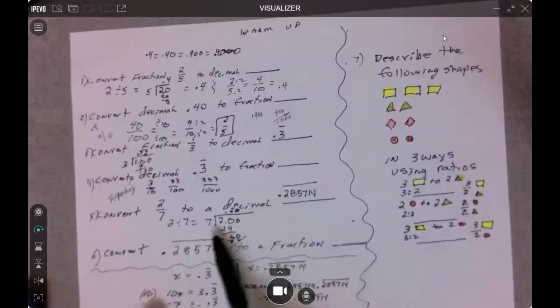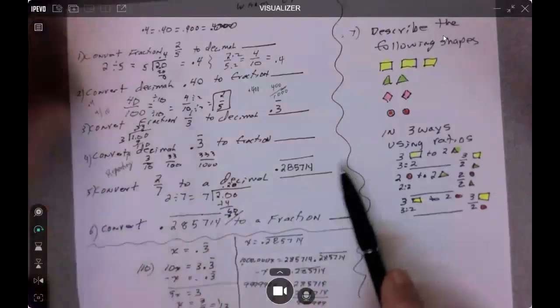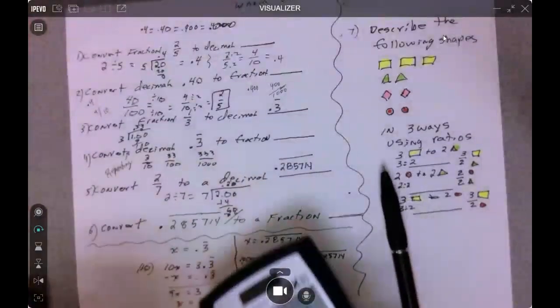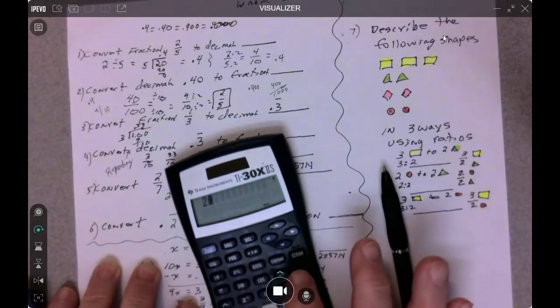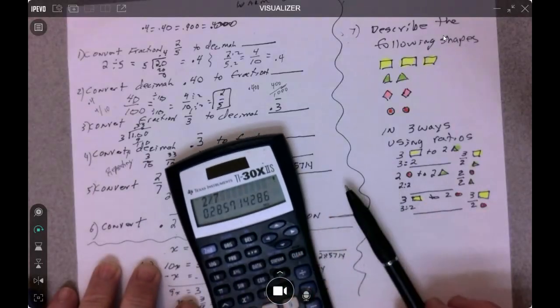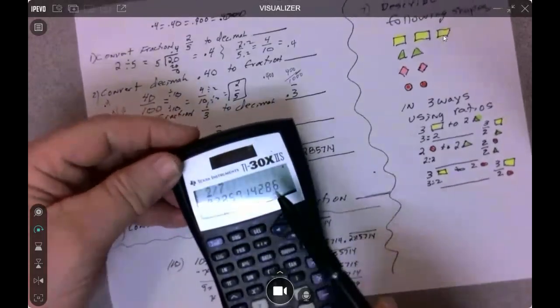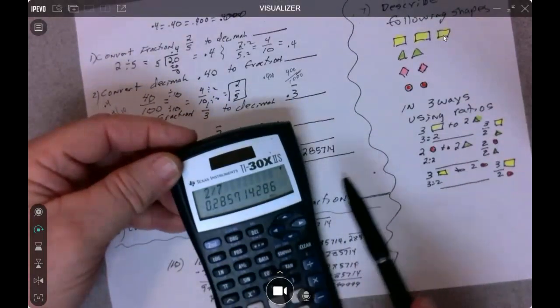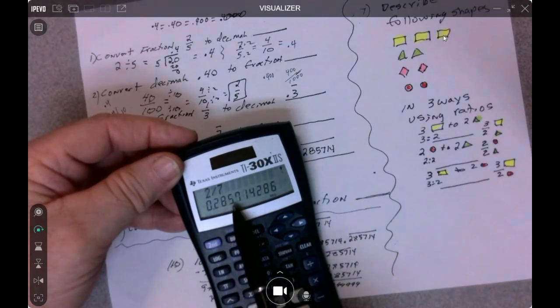Now, here's one that's more complicated, and we actually did this one in class. So the fraction 2/7, if you divide 2 divided by 7, let's see what you get. You get this pattern. Now, on this calculator, because it only has space for 10 digits, you're going to see that I got 2, 8, 5, 7, 1, 4.